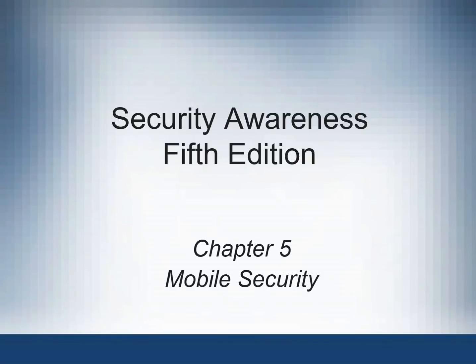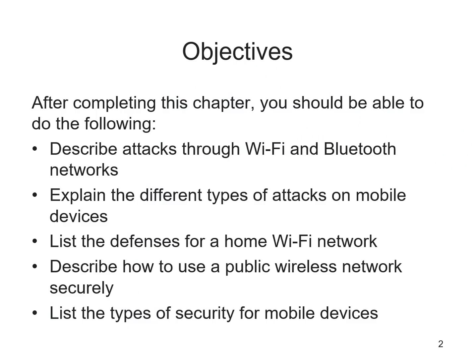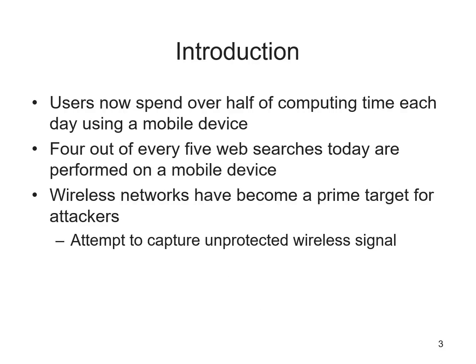We are covering another chapter in this one called Security Awareness, and we'll be talking about mobile security in this chapter. Let's look at the objectives of this chapter. After completing this chapter, you should be able to do the following: describe attacks through Wi-Fi and Bluetooth networks. Then we'll explain the different types of attacks on mobile devices. How can we protect? So, list the defenses for a home Wi-Fi network and describe how to use public wireless networks securely. And then we list the types of security for mobile devices.